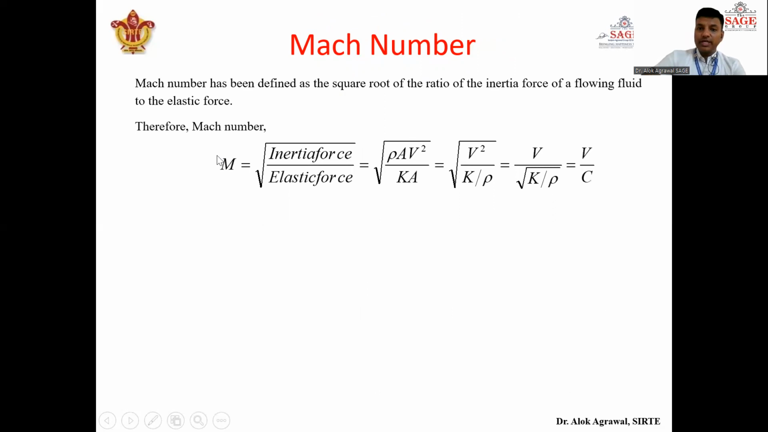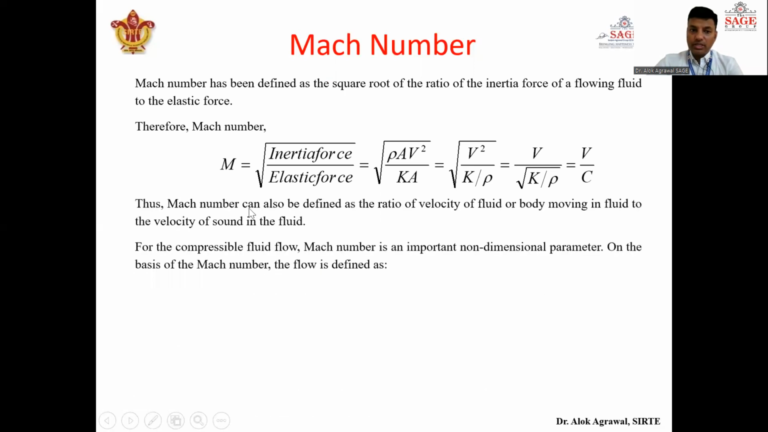So from here we get Mach number as the velocity of any object upon the velocity of sound. So if a body is moving with a certain velocity, we keep that velocity in the numerator, and we keep the velocity of sound in that medium in the denominator, and we can calculate the Mach number. So this depends upon the medium also. The Mach number can also be defined as the ratio of the velocity of a fluid or body moving in a fluid to the velocity of sound in that medium.